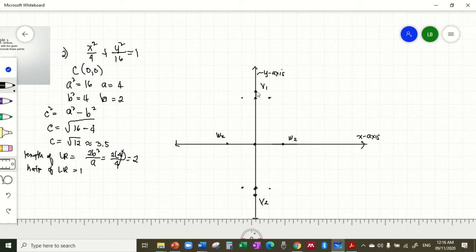So pwede na nating i-drawing. So dadaan dito, drawing there. So this is our LR and this one.